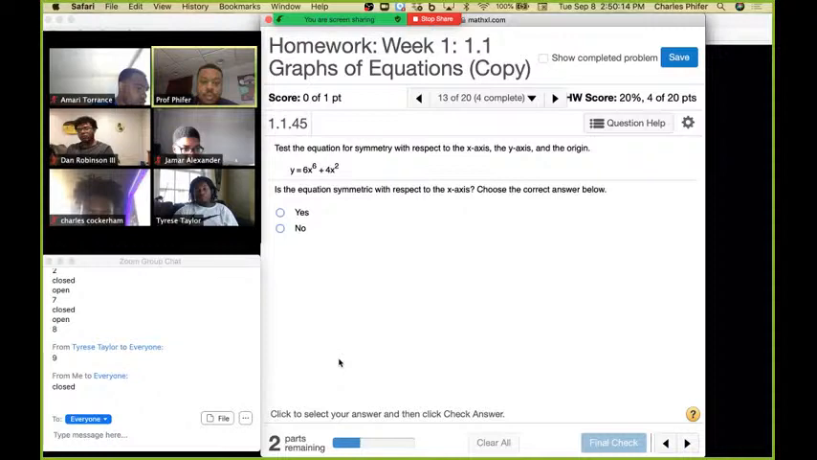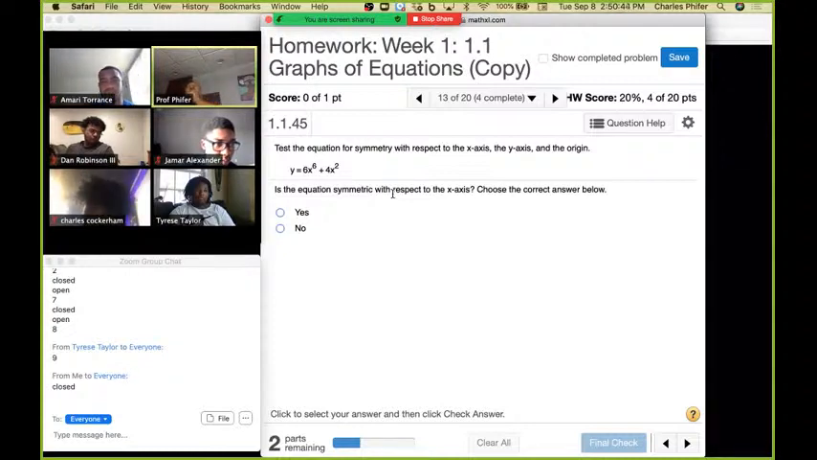All right. Test the equation for symmetry with respect to the x, y, and the origin. So I remember with the last one, I forgot to do the other explanation for symmetry. I'm going to try the same thing here. So this is question number 13, and it comes from section 1.1, question 45. It's a test for symmetry. The original is y equals 6x to the 6 plus 4x squared.